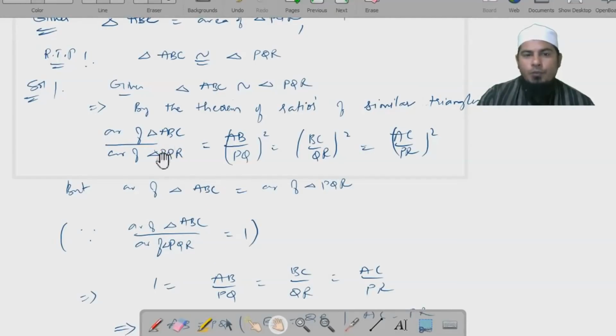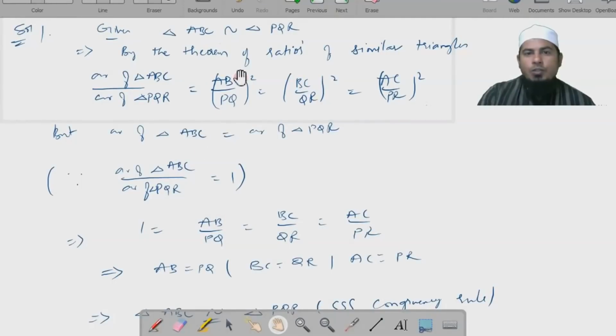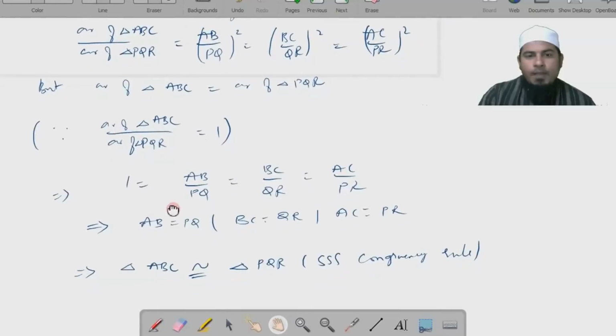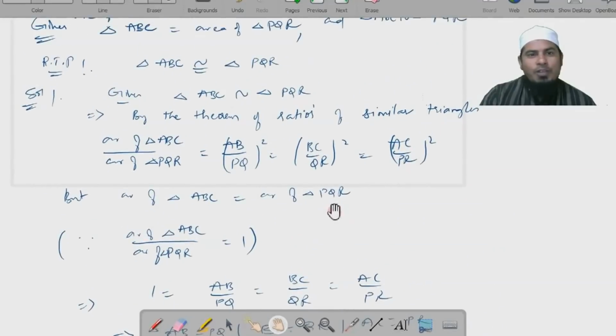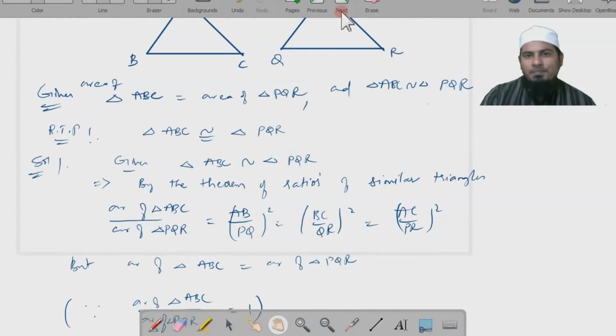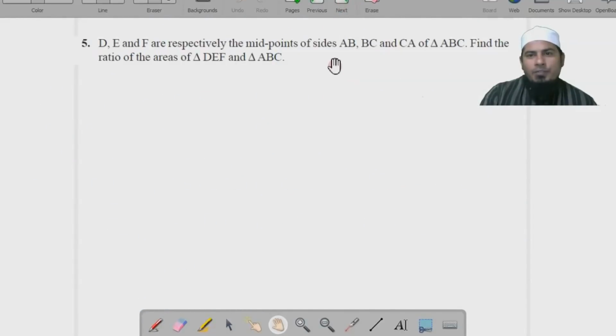When I write this 1 here, I'll get this. Squares will be transposed to get root 1, and I'll get only 1. And if I transpose this PQ to the other side, QR to the other side, everywhere I'll get AB is equal to PQ, or BC is equal to QR, and AC is equal to PR. Now I can prove that if all the corresponding sides are equal, these two triangles are congruent by SSS congruency rule. Hope you understood. Very simple solution. We got a next question here.